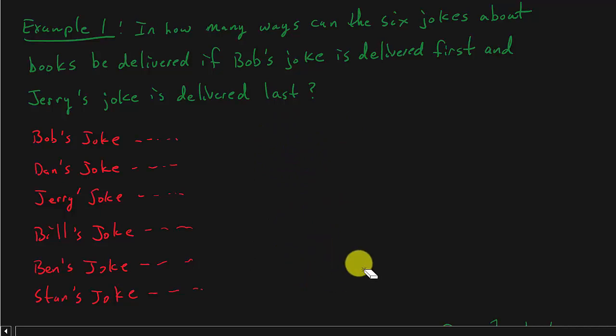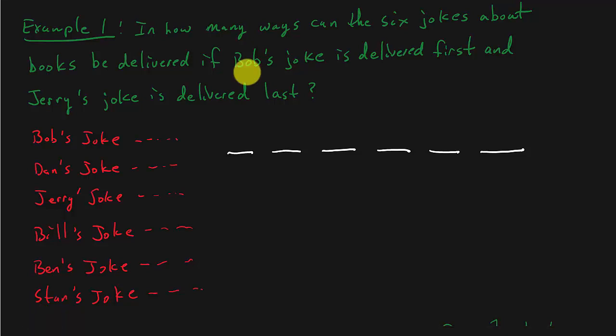All right, so in how many ways can the 6 jokes about books be delivered? Just draw some blanks: 1, 2, 3, 4, 5, 6. That's the 6 jokes. And what we want to know is how many different choices do we have for this one? How many different choices do we have for the second joke? How many different choices do we have for the third joke, and so on? So the first joke. How many different choices do we have for the first joke? Well, there's 6 people, right? There's 6 choices.